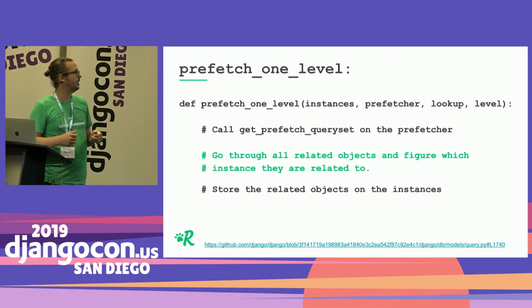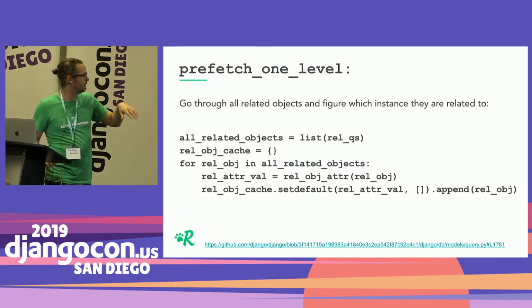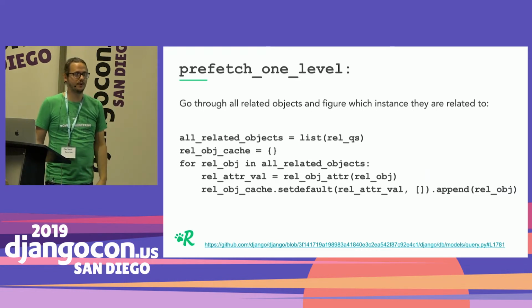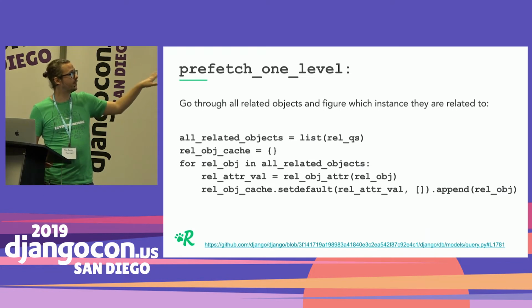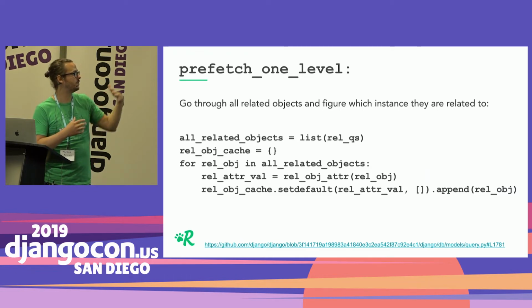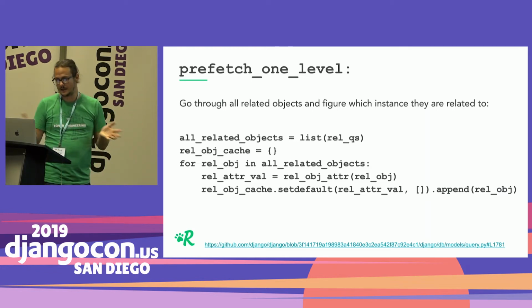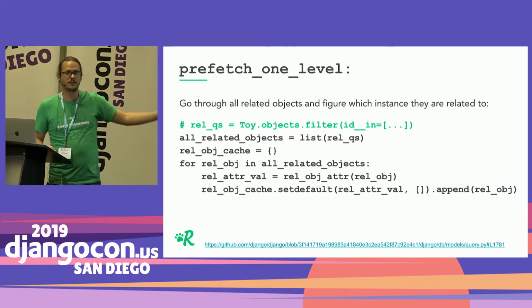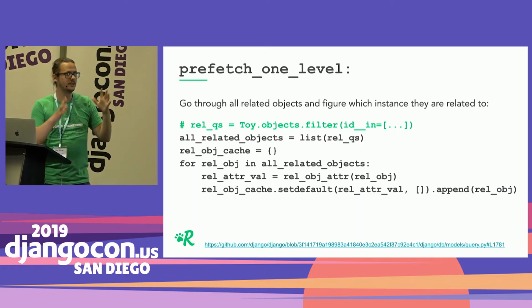Then what prefetch one level is going to do is go through all of the related objects and figure out which instance they're related to. The very first thing we do is get all related objects, which we do by calling list on the first thing that was returned from get prefetch query set. This is the only thing that the prefetch one level code does with this rel QS variable, so it doesn't even have to be a query set. It just has to be some iterable. Django doesn't rely on specific properties of the thing that's returned there. It really just calls list on it and goes from there. In our example, this rel QS was all of those favorite toys, right? We took toys and filtered them such that their ID was in that list of favorite toy IDs that we collected.